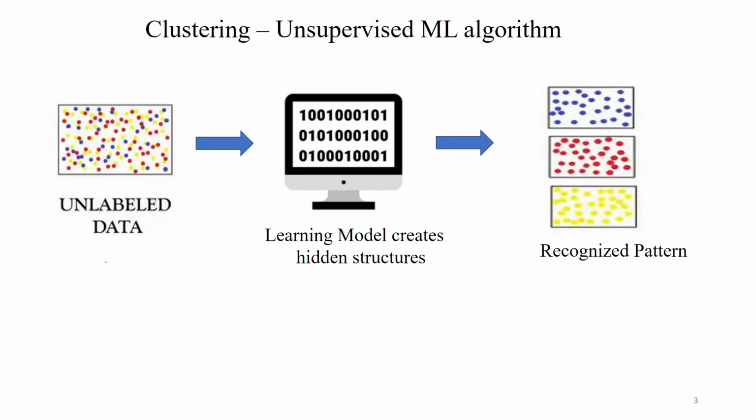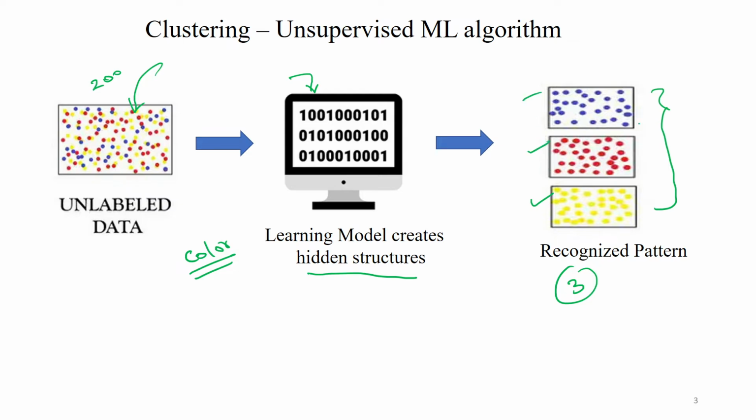Then here an example is given. We have unlabeled data points, for example 200 samples. This is given to an unsupervised machine learning algorithm, a clustering algorithm. Here it learns the hidden relationship between all the data points. After learning, here the hidden relationship is the color of the given data points. Based upon the hidden relationship, color, it is recognized as three different clusters. After clustering, it will assign cluster 1, cluster 2, cluster 3 labels to identify each group easily.